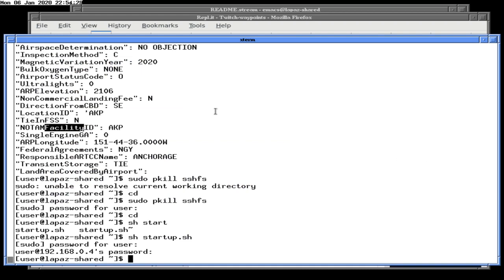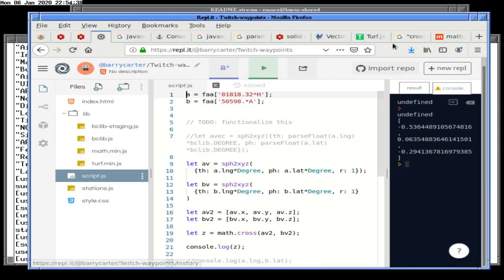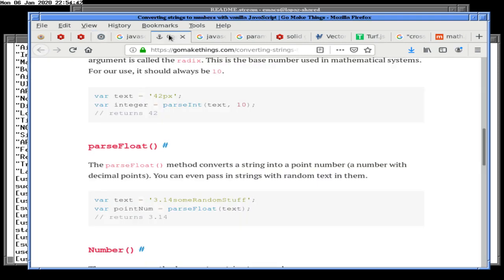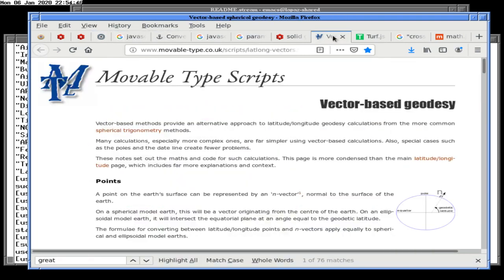Okay. So, here's our README stream for today. Now, yesterday we came up with this really clever idea. Well, we didn't come up with it. Somebody else came up with this really clever idea. And actually, let's see if we can find it again. This is good. I'm not prepared. Okay, here we go.